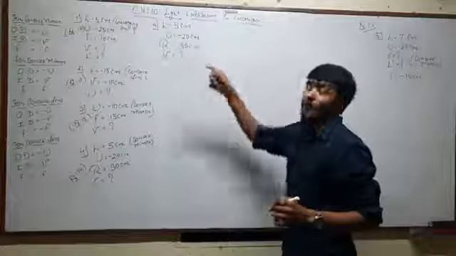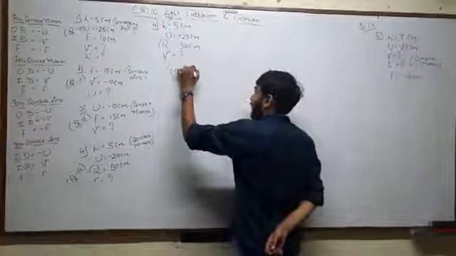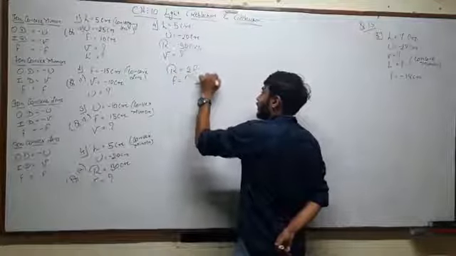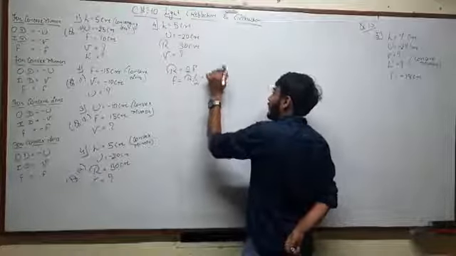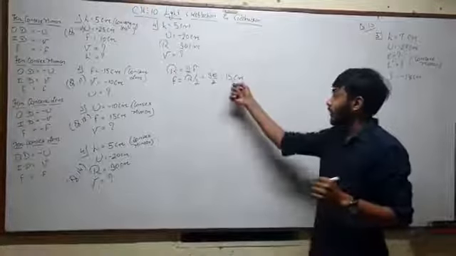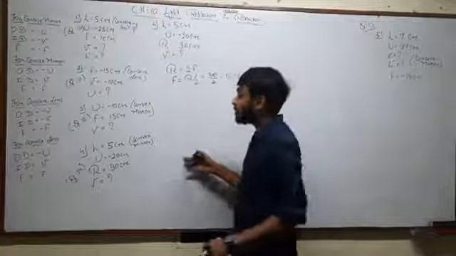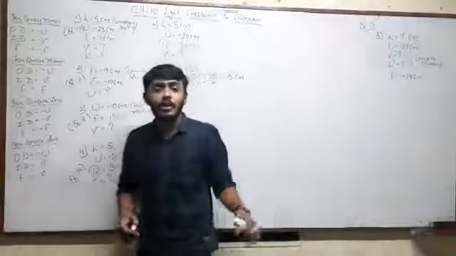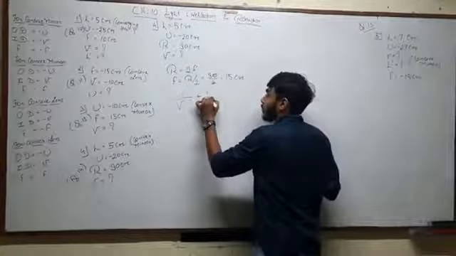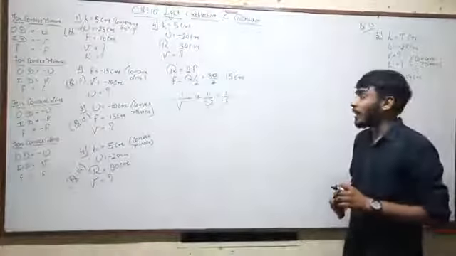Now see students, if R is equal to 30 centimeter, we know the formula: R is equal to 2f, f is equal to R upon 2. So that becomes 30 upon 2, so that becomes 15 centimeter. So now we have got the focal length as well as the object distance. You know that for the convex mirror, except object distance, everything will be positive. Apply the mirror formula, 1 upon v plus 1 upon u is equal to 1 upon f. This is the mirror formula.